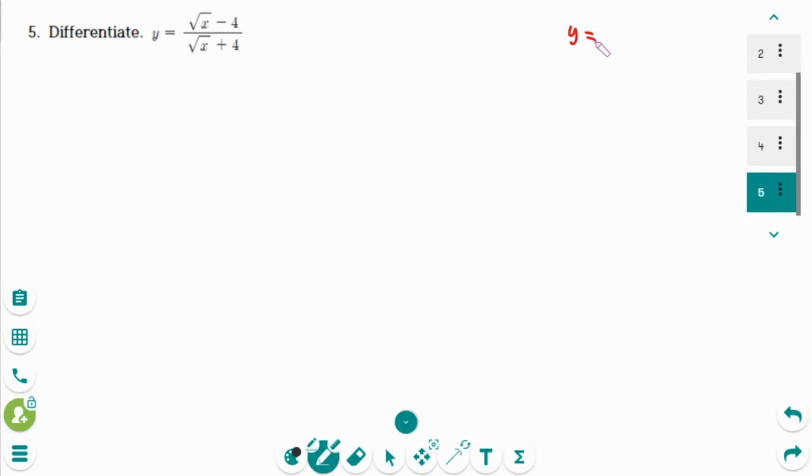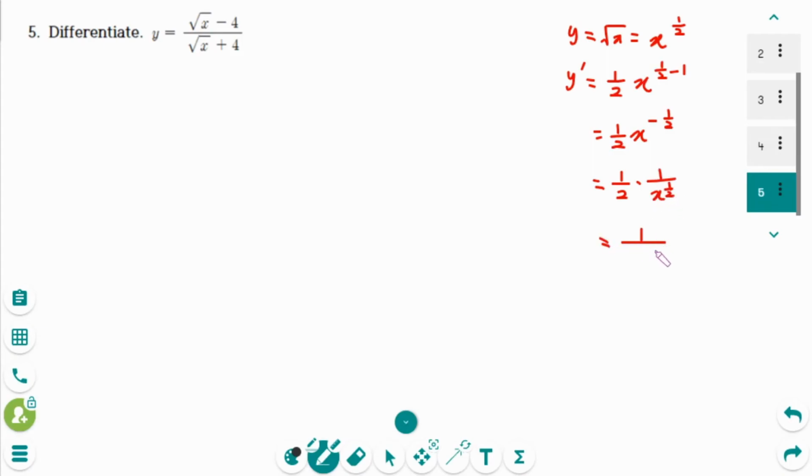If y equals square root of x, then we can rewrite as x to the power of 1 over 2. Then y prime equals 1 over 2, x to the power of 1 over 2 minus 1. So 1 over 2 times x to the power of minus 1 over 2. So 1 over 2 times 1 over x to the power of 1 over 2. We can rewrite as 1 over 2 square root of x. Please remember, square root of x prime equals 1 over 2 square root of x.